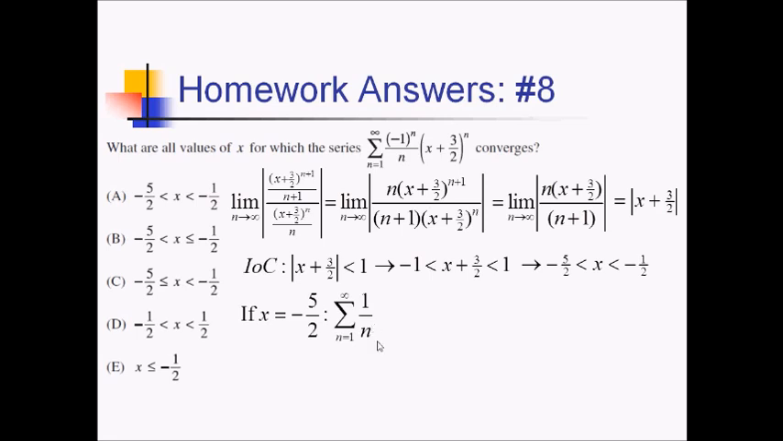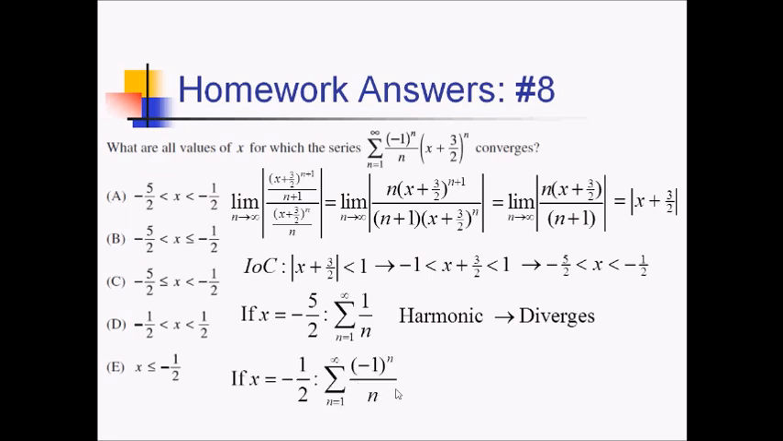Well, this should look familiar. This is the harmonic series, and we know that this diverges. So we know that we have to keep the less than with no equals for the negative 5 halves. Okay, we still have to try out the negative 1 half. If I plug that in, now I've got 2 over 2 to the n, so 1 to the n times negative 1 to the n. This ends up then being just negative 1 to the n over n when all is said and done. This is the alternating harmonic series, which we know converges.